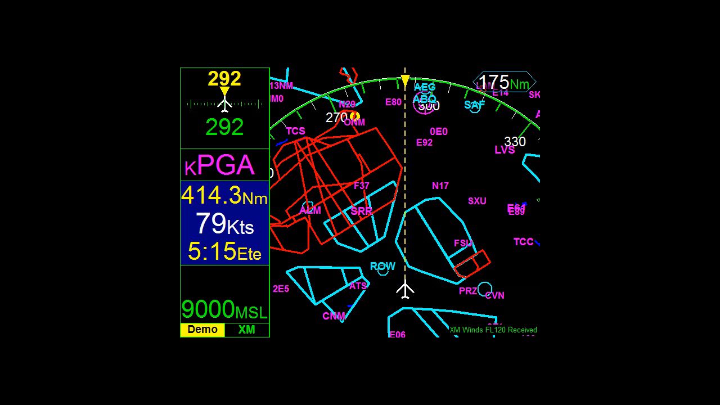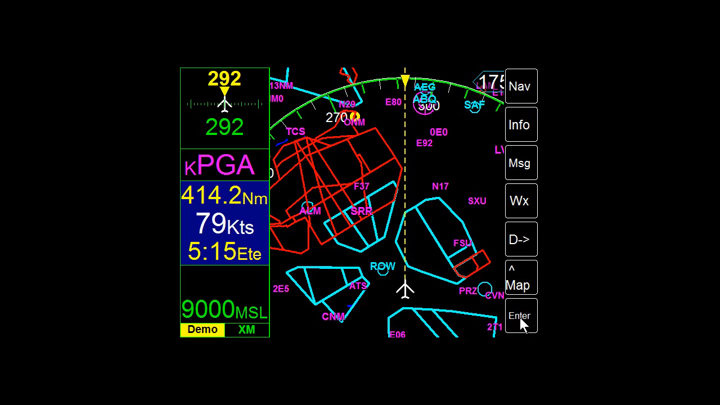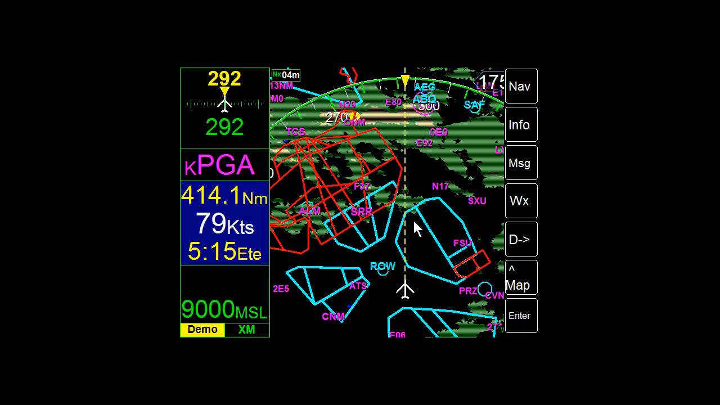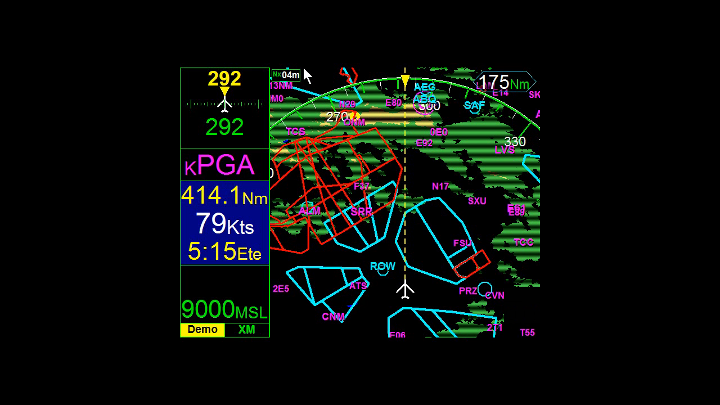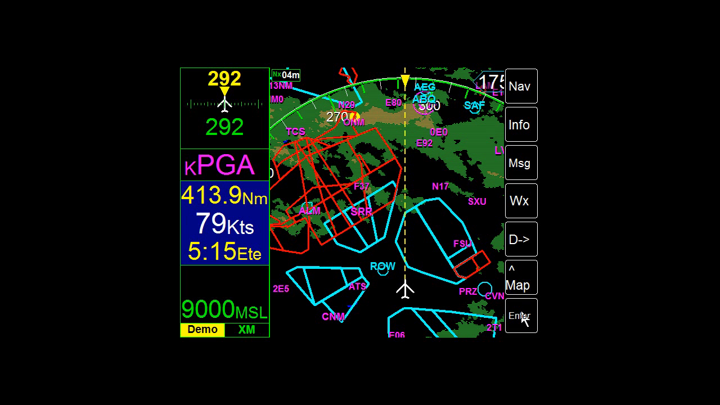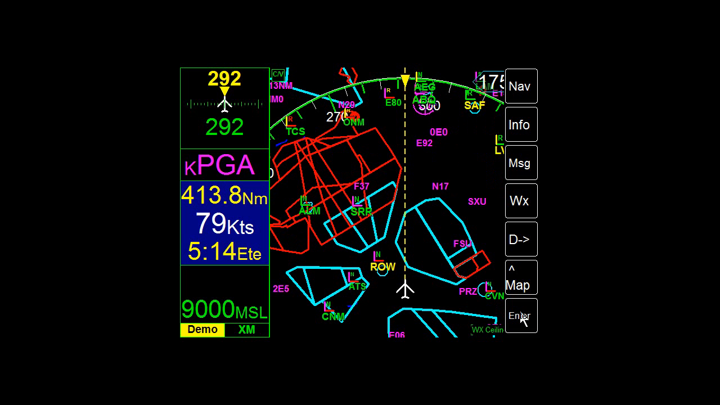If you have XM weather, all you need to do to view the weather is come in here and hit the enter button. Every time you hit the enter button, you'll get a different layer of weather, and it will tell you in the upper left hand corner what the weather layer is. In this case, it's an XRAD and it's 4 minutes old. Go back down here and hit enter again. This will give you your ceilings and visibilities.